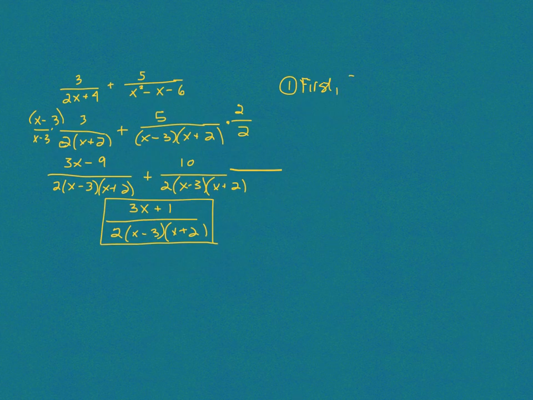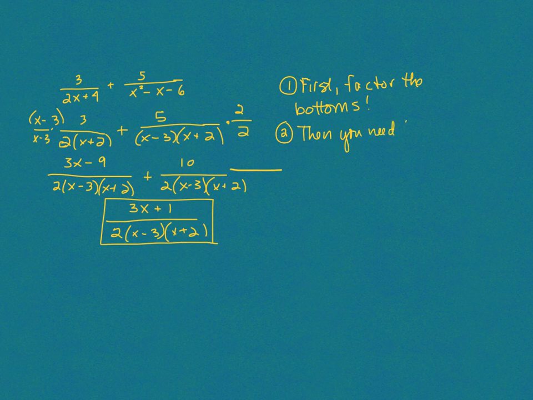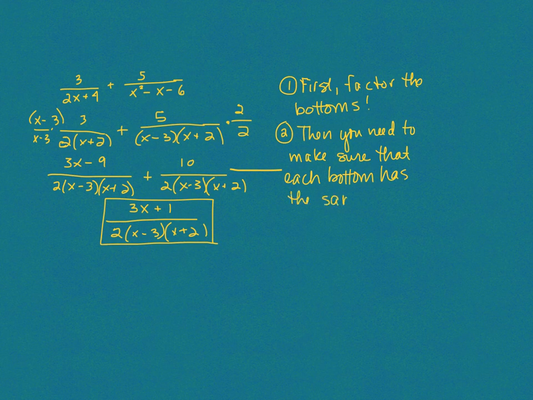So there are some things that we should be remembering here. Number 1, the first thing you need to do is to factor the denominators. And then the second thing you need to do is make sure that the denominators have the same factors. They need to be the same. Remember, they're kind of like whiny children. What the other one has, the other one wants. So you need to make sure that each bottom has the same factors.